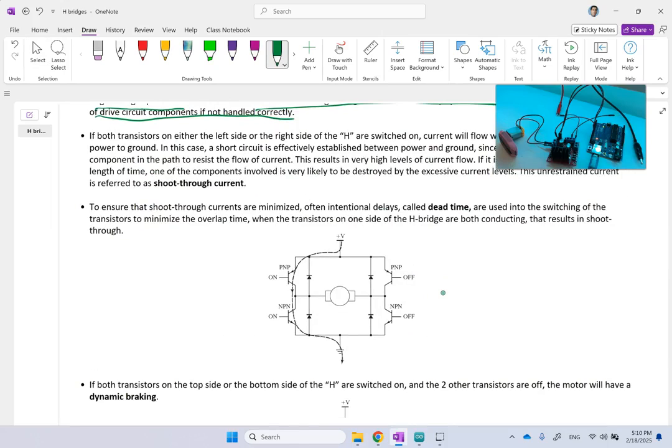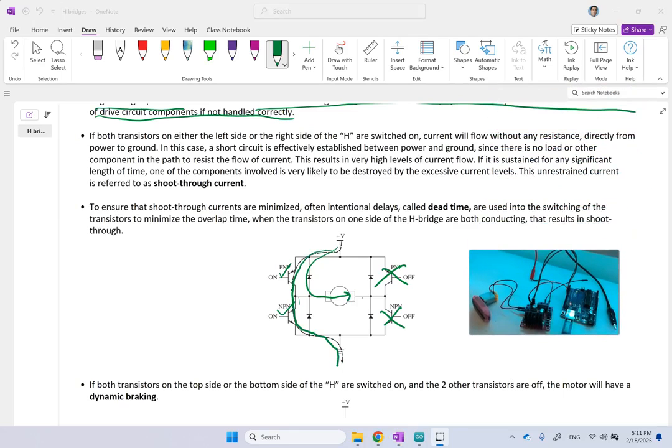Now, you might say, what happens if you turn both of the ones on one side on and both of the ones on the other side off? So both of these on, both of these off, correct? What's going to happen here? Well, in this case, the current cannot go through the motor, because both of these paths are closed, so it's going to go through this circuit here, okay? And in this case, as you can see, you found a short circuit, right?